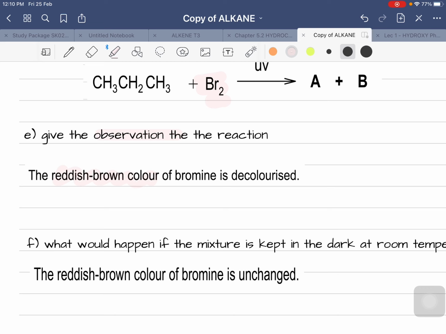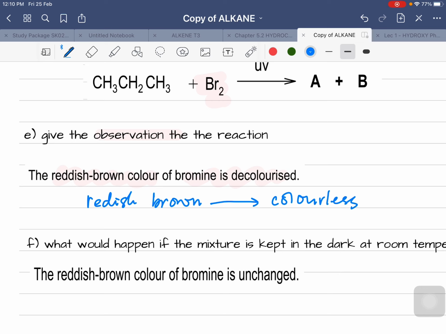If there is a bromination, kalau positif, ada tindak balas, so the bromine color will decolorize. So we can see the changes is from initially it is reddish brown, and then after bromination we can see the color is colorless. Okay, that means it is positive results, means adalah bromination.